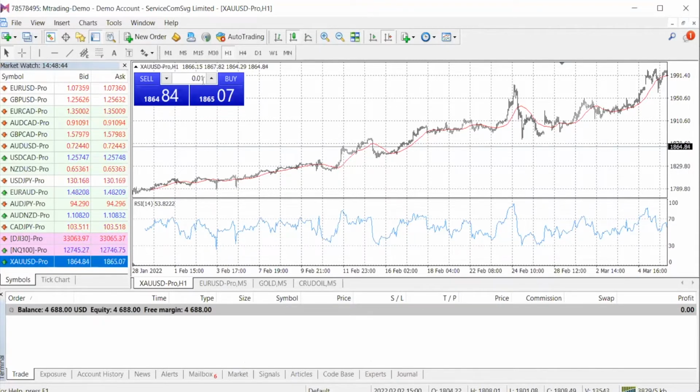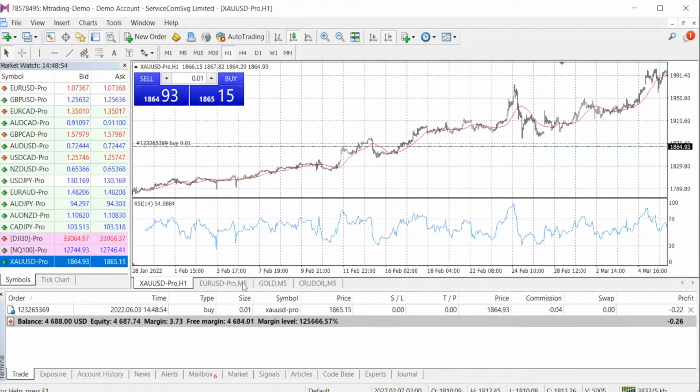So a 0.01 is what I'm looking at, which is the smallest quantity that I've been investing on gold. Now I want you to look at the equity and the free margin. The equity is somewhere close to 4688. Now when I place this trade, all I've used out of the account is $3, right? I've only used $3 to open this position.